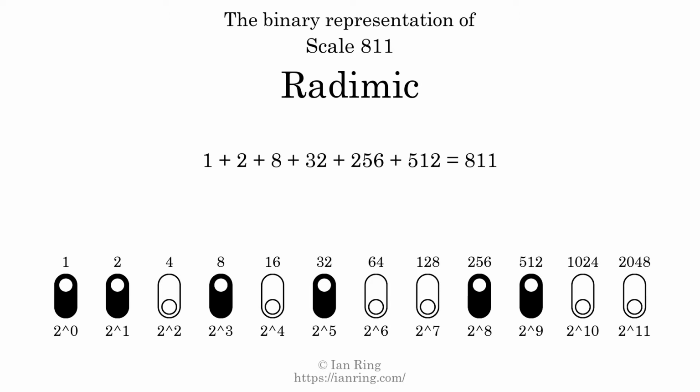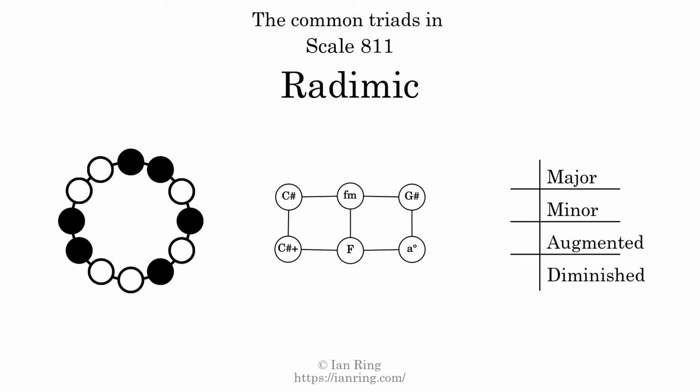The scale number not only enumerates the scale with a unique index, but it also literally describes the tonal content of the scale. Represented as a binary number in base 2, the scale number is 001100101011. Here are the common triads present in this scale.